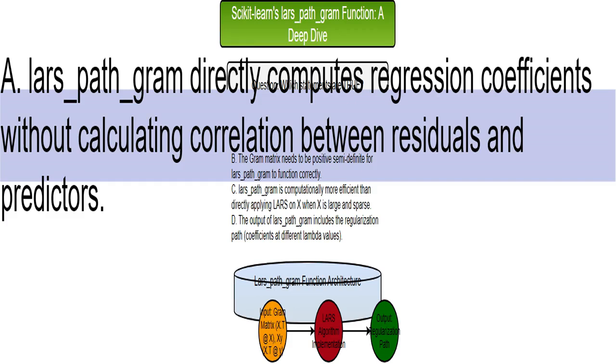Although lars_path_gram is efficient, it still implicitly uses the correlation information between residuals and predictors through the gram matrix and XY. It doesn't completely bypass this crucial LARS step.